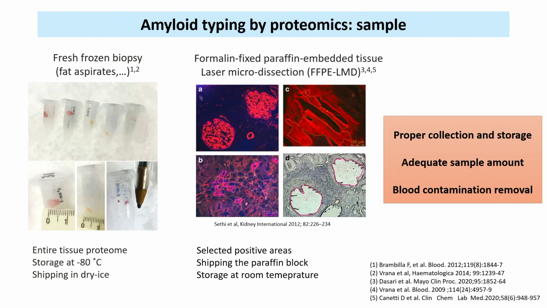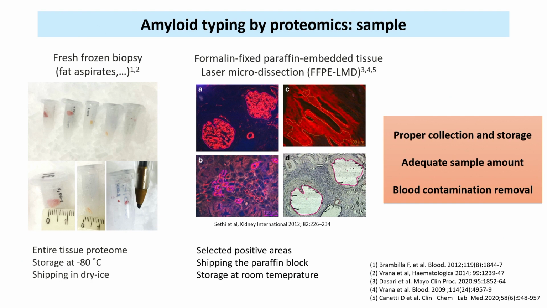An option using the whole tissue, as we use in Pavia, is abdominal fat aspirate. Here are some examples of the samples of the abdominal fat aspirate that we are using in our clinic for the diagnosis. We can see a really tiny amount of sample can be used for typing. And on formalin-fixed paraffin-embedded samples, thanks to the laser capture microdissection that was proposed by the Mayo Group, you can reach the same sensitivity, where you can identify and type the amyloid deposits as well.